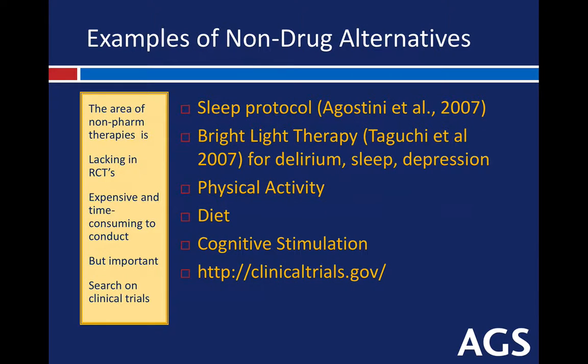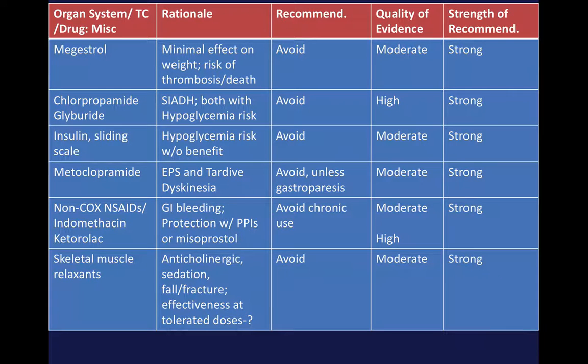Other options to help patients with sleep is looking at their sleep protocol. A lot of patients, when they retire, develop bad sleep patterns. They may be drinking caffeine after 5 o'clock. They've got blue light. They leave the TV on. They may not be physically active. They're taking naps during the day. So there's lots of different ways of good sleep hygiene that may help improve sleep.